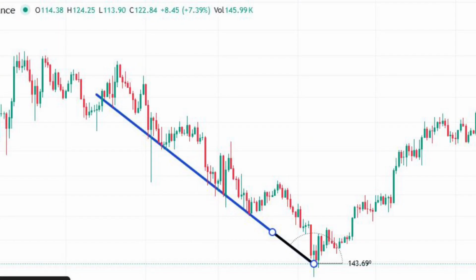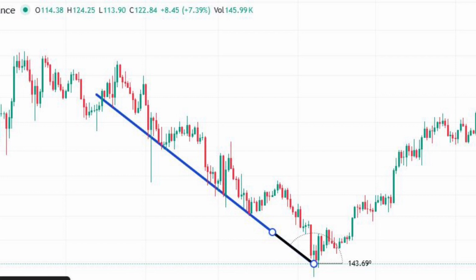10. The angle matters. A solid trend line usually sits between 30 degrees and 45 degrees. Too steep equals unsustainable. Too flat is not a trend. It doesn't have to be perfect, but staying in that zone filters out a lot of noise.